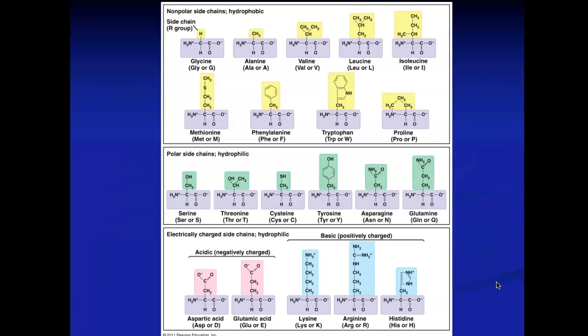Here are the 20 amino acids. When I was in school, I had to have all of these structures memorized. You don't have to have all these structures memorized, but I need you to understand what it means for an amino acid to have a non-polar R group. So these are 1, 2, 3, 4, 5, 6, 7, 8, 9. 9 of the amino acids are hydrophobic, and they're hydrophobic because of the particular R group.